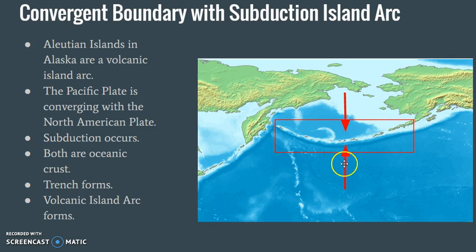The Pacific plate down here is converging with the North American plate up here. So they are converging together. Subduction occurs. Since right here they're both oceanic crust, you see this trench that forms in the ocean right here. The Pacific plate is obviously more dense than the North American plate because it's getting subducted under, and as it melts, these volcanoes form, and it forms an arc of islands. This is called the Aleutian Islands in Alaska.